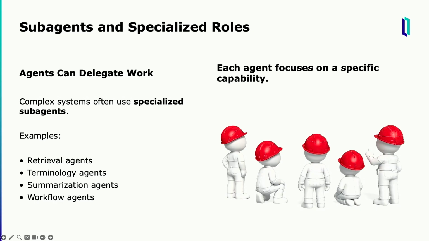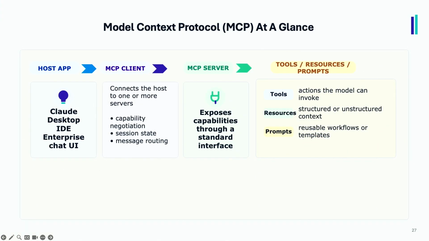As the system grows, one general-purpose agent tends to become brittle. Sub-agents help by narrowing scope. You could have one sub-agent for retrieval, one for terminology resolution, one for summarization, and another for workflow orchestration. That improves modularity, reusability, and testability. And we'll be seeing this actually because our system uses a sub-agent. We'll get more into the details of that in a little bit.